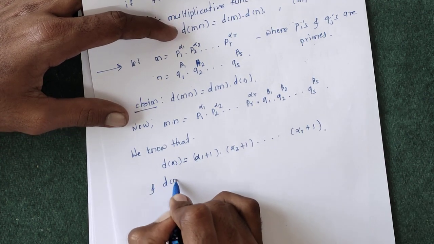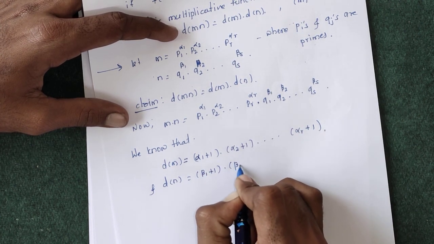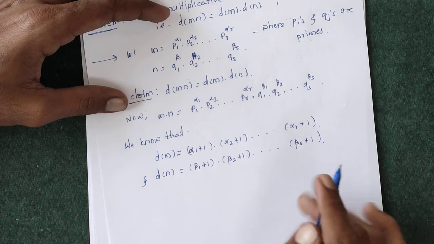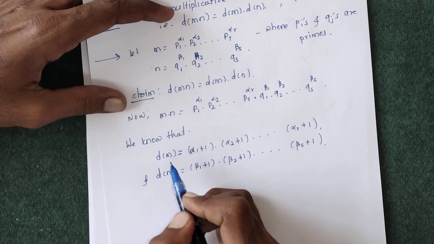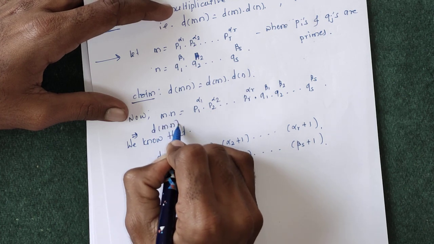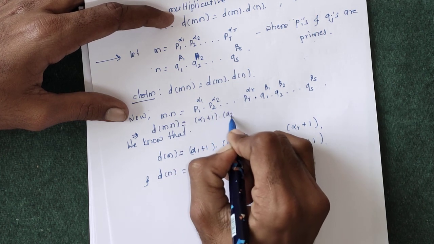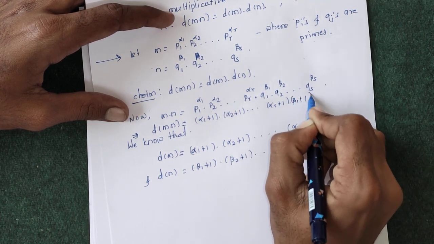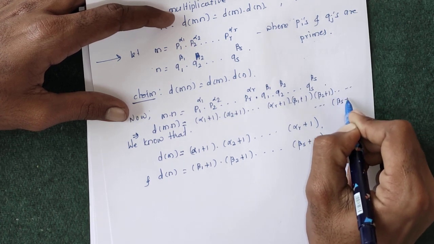And you can write d of n as beta 1 plus 1 into beta 2 plus 1 up to beta s plus 1. So this is d of m and d of n. From this mn we can write d of mn, d of m into n. D of mn will become alpha 1 plus 1 into alpha 2 plus 1 up to alpha r plus 1 into beta 1 plus 1 into beta 2 plus 1 up to beta s plus 1.